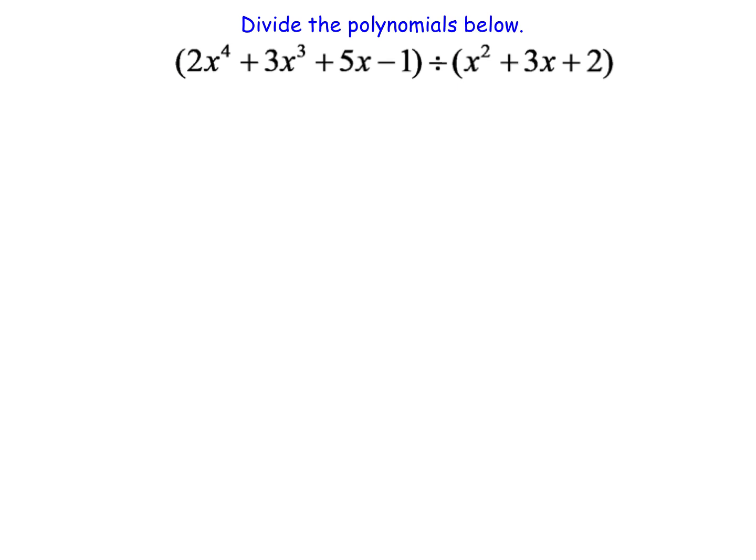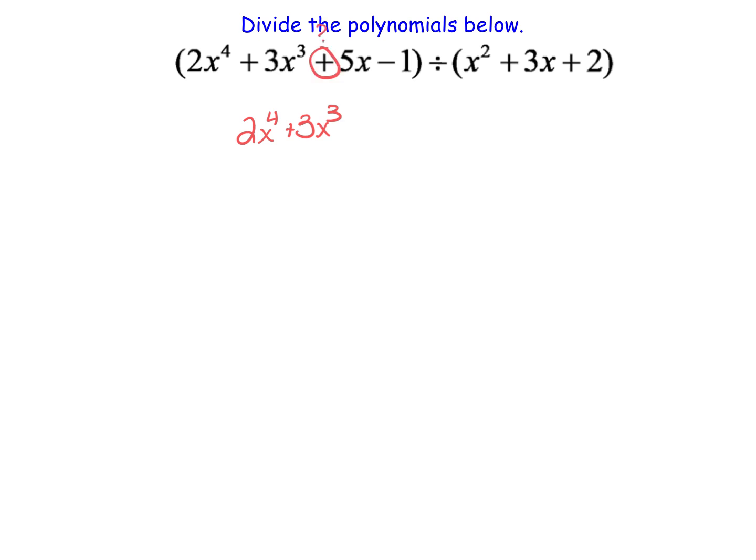All right, let's solve one more problem that's a little bit more complicated. So here we can see that we're going to divide two polynomials. Our first one is 2x to the fourth plus 3x cubed. Then from here, I notice that I'm missing an x squared term here. There's no x squared term in the problem.